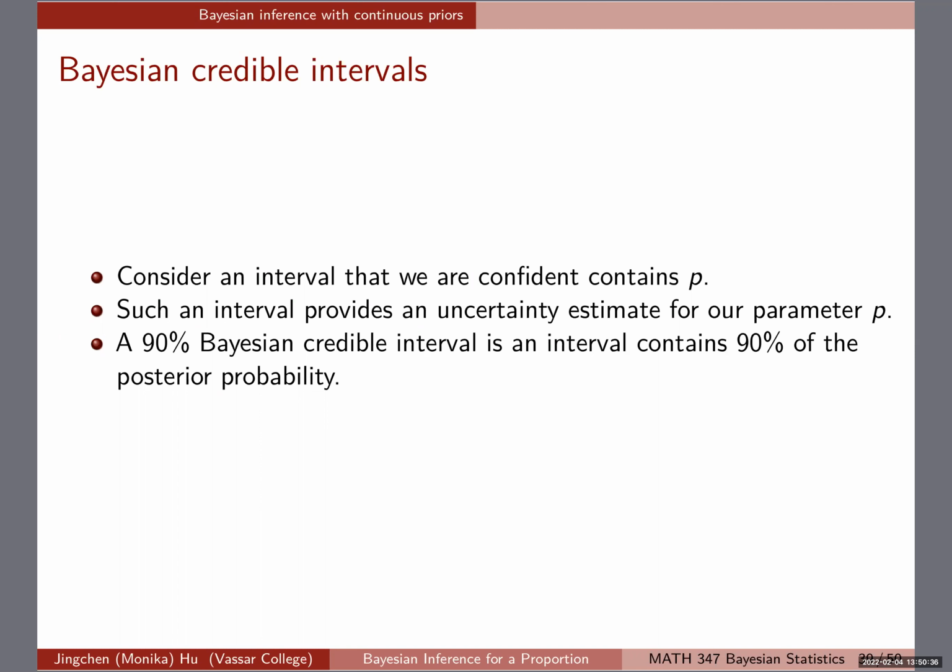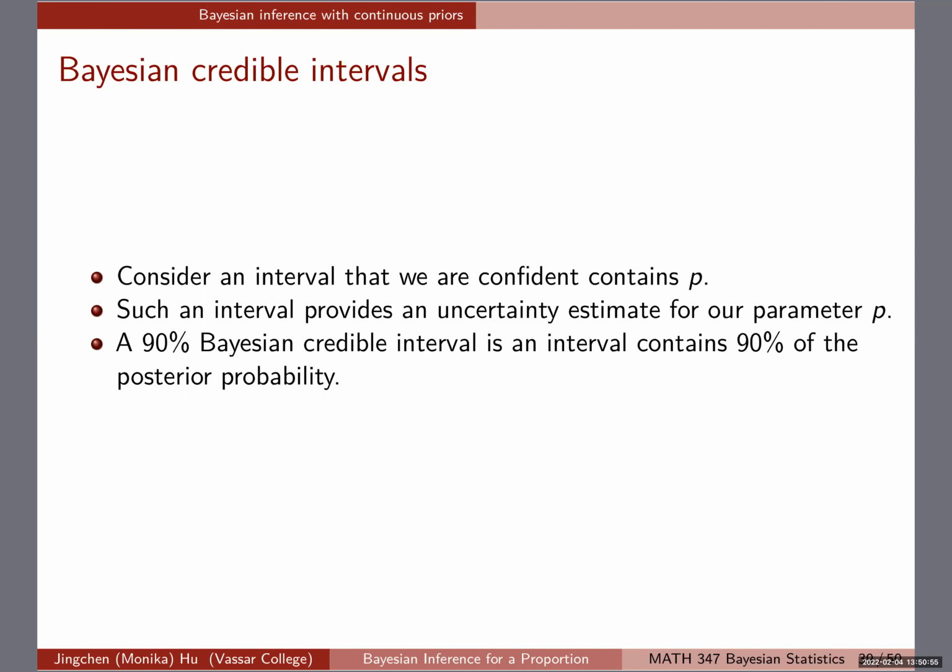And we know that the word confidence itself is not about probability. It's more about if you're able to repeat a process a large number of times, then say 95% of the time, you'll be able to cover the truth. Whereas for Bayesian credible intervals, it is directly a probability statement.